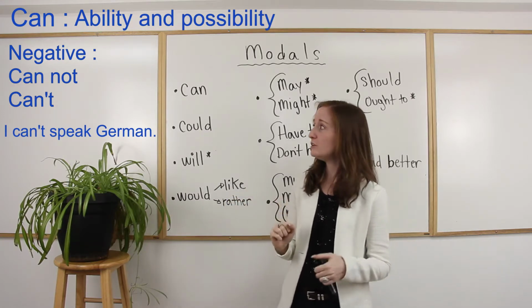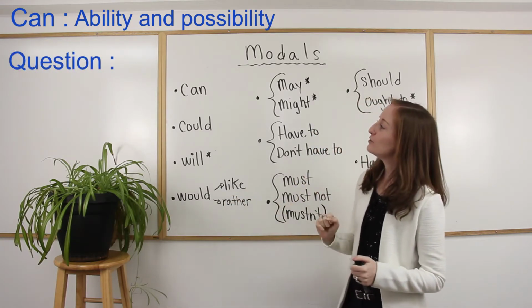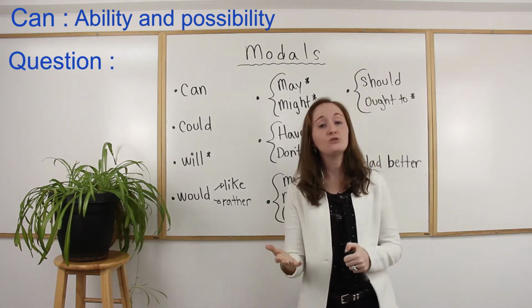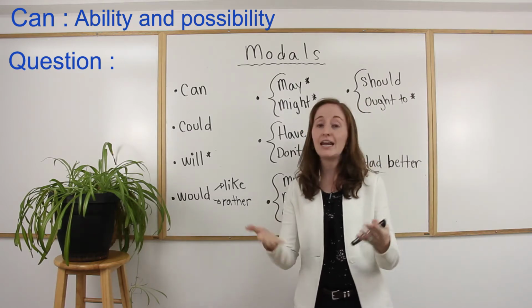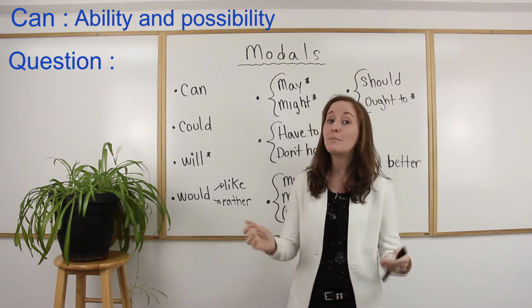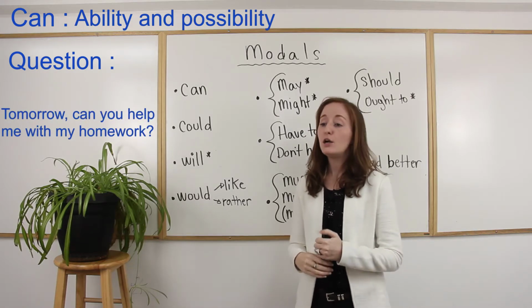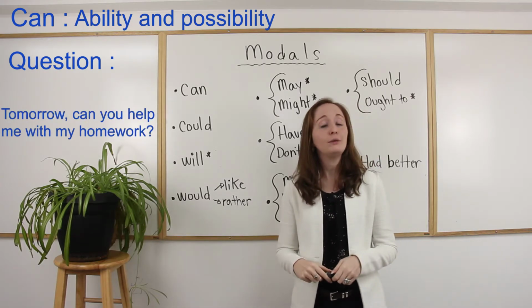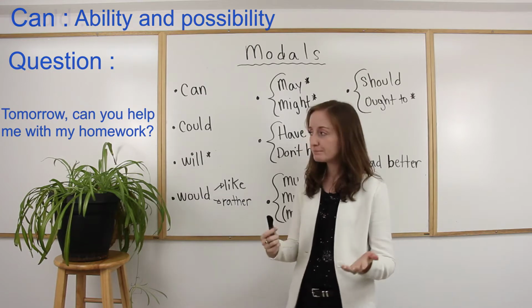For me, it's difficult. And we can also use can in the sense of a question to ask about ability today or tomorrow, or also possibility. Example, tomorrow, can you help me with my homework?